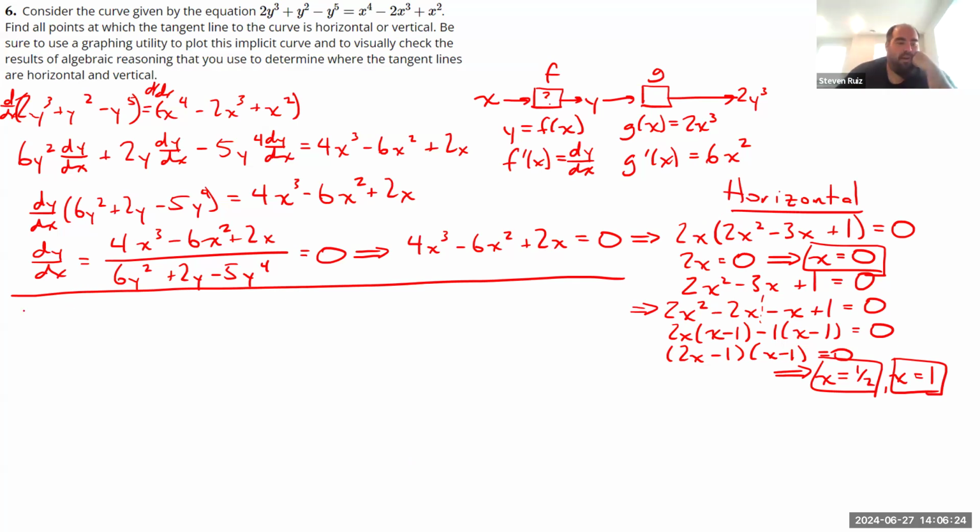So the next part of this is where vertical tangent lines are going to take place. Vertical tangent lines are points where the slope is not well defined. It is infinite. So what's going to cause us to have a lack of differentiability? What's going to cause us to have a derivative that approaches infinity? That's going to come from dividing by 0. So in this case, we want to look at where the denominator is equal to 0: 6y squared plus 2y minus 5y to the fourth equals 0.